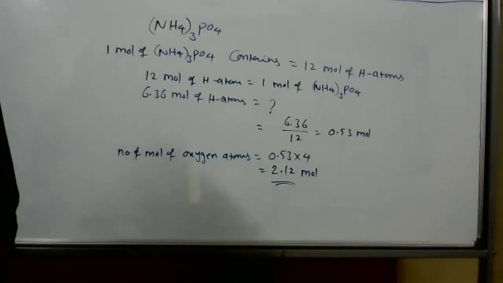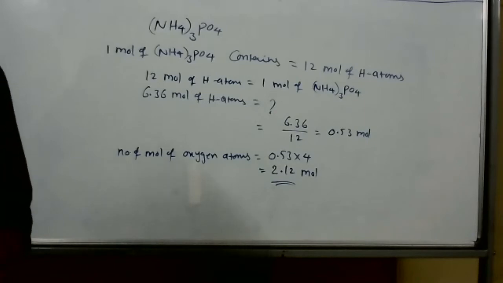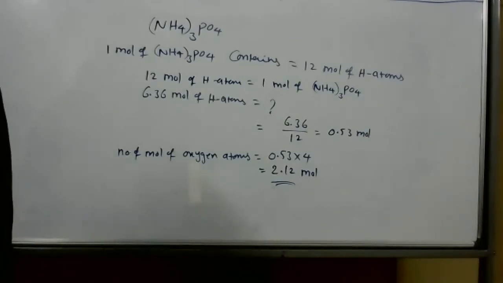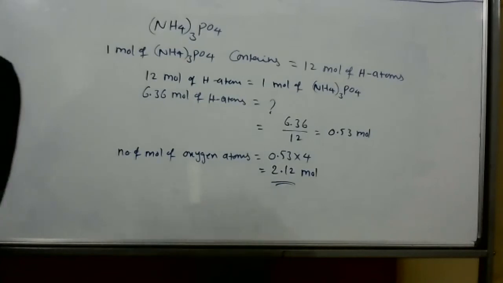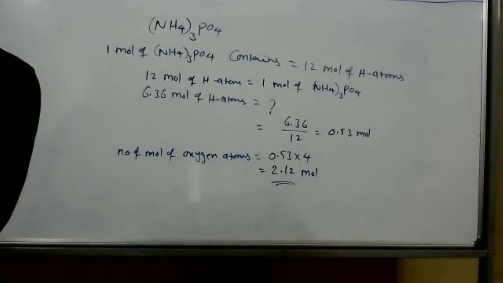Yes. Risha, read the next question. Yes, sir. A sample of copper sulfate pentahydrate contains 8.64 grams of oxygen. How many grams of copper is present in the sample? Okay. Atomic mass of copper is 63.6, sulfur is 32.06, and oxygen is 16.